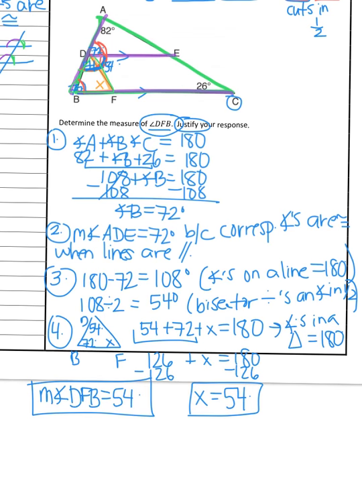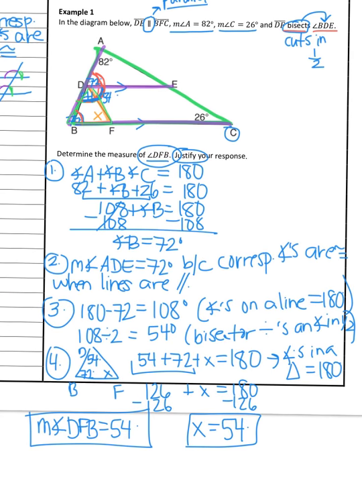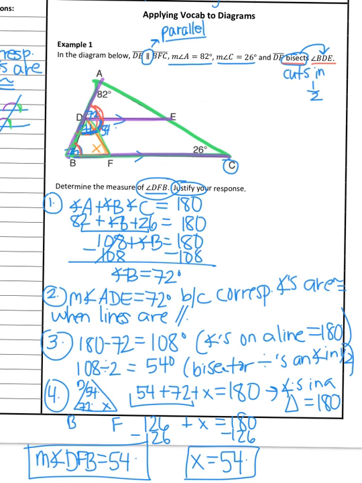All right, so that was a very beefy one. We had to use parallel lines, we had to use angles on a line, we had to use a bisector, so there's a lot of stuff going on. Let's go ahead and take a look at another one on the back side.